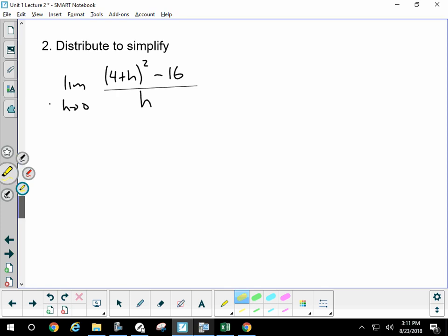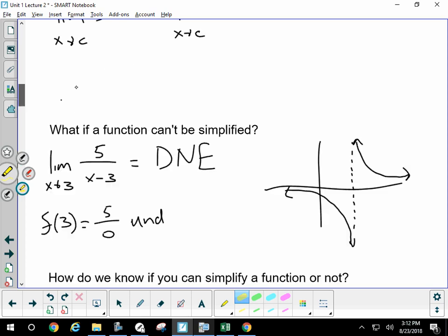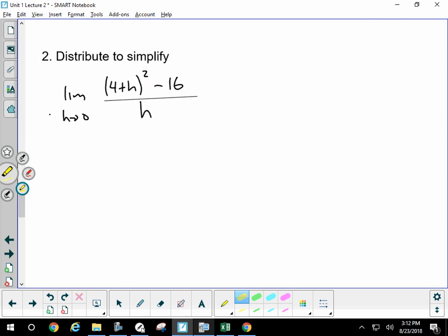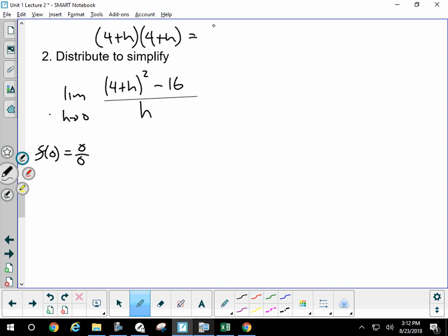Different looking. Can't really factor this, but I see I have a 4 plus h squared. Notice I have an h now, so I'm going to be plugging in 0 for h every time. Just to confirm things, if I plugged in 0, I would get 16 minus 16 over 0, 0 over 0. We have a hole, we have a limit. Let's find the location of that. Just make sure you do not tell me that 4 plus h squared is 16 plus h squared. Instead, we know we have to distribute everything to get 16 plus 4h plus 4h plus h squared, which is 16 plus 8h plus h squared.